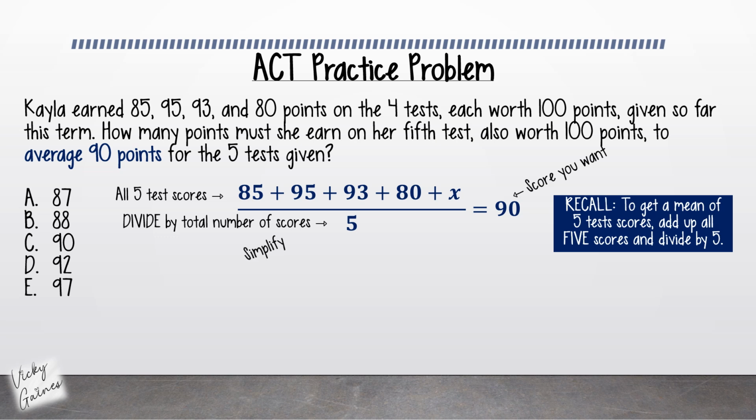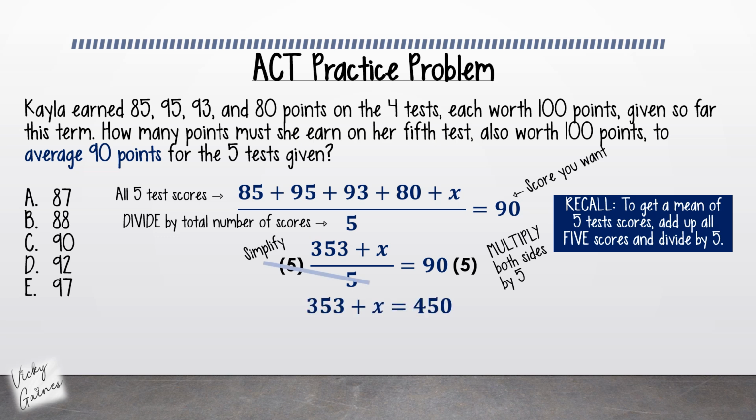Let's simplify this. So we can add together 85, 95, 93, and 80, and we get this simplification. We need to get rid of that 5, so we're going to multiply both sides of our equation by 5. That's going to get rid of those. So we get 353 plus X is 450. Subtract the 353 on both sides. X is 97. So that would be the score she needs on the 5th test.